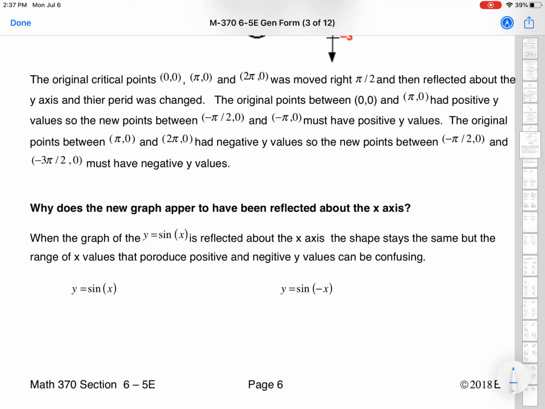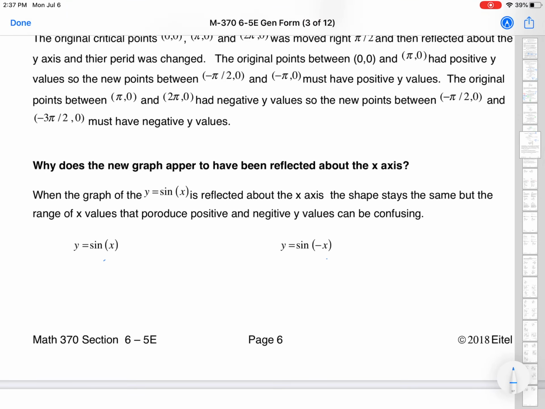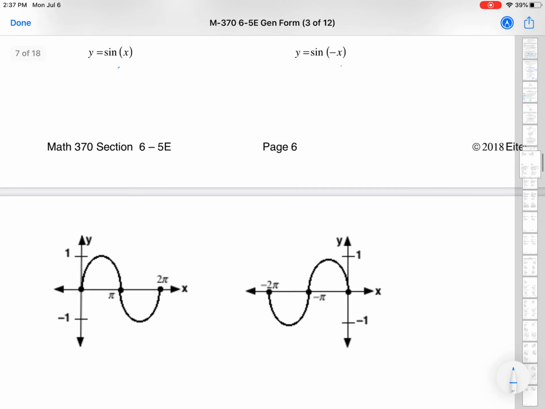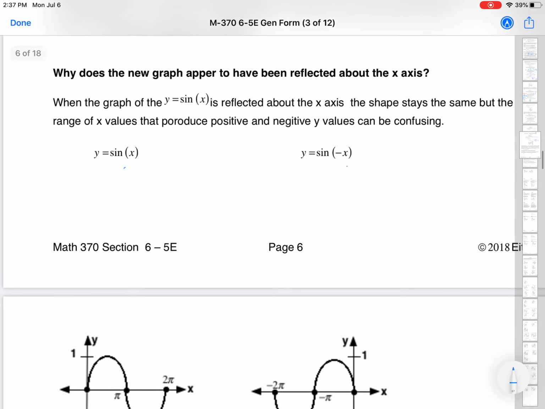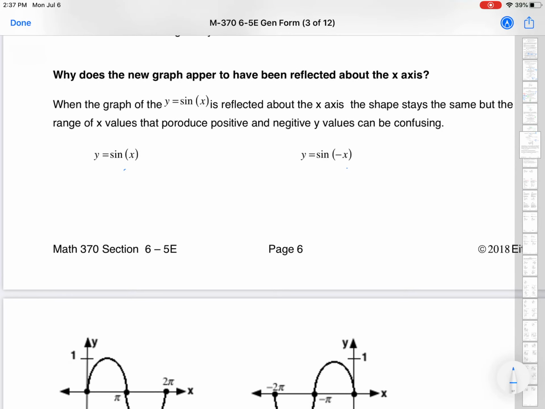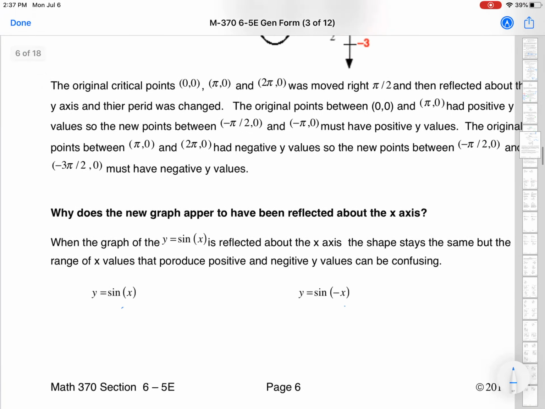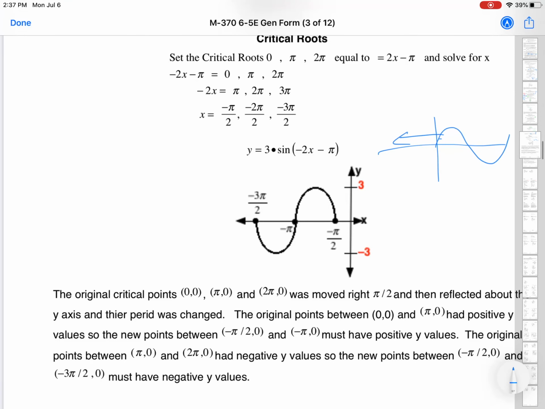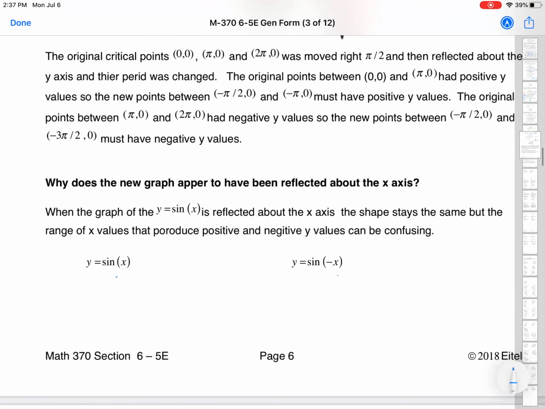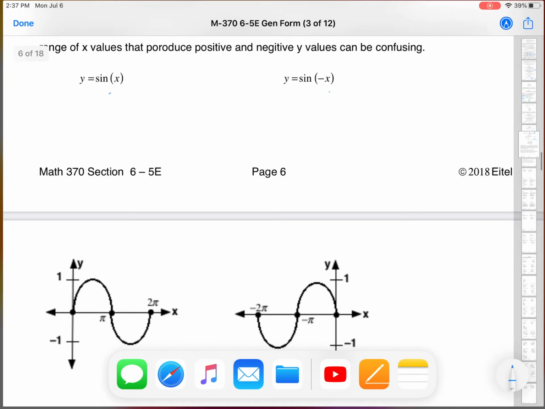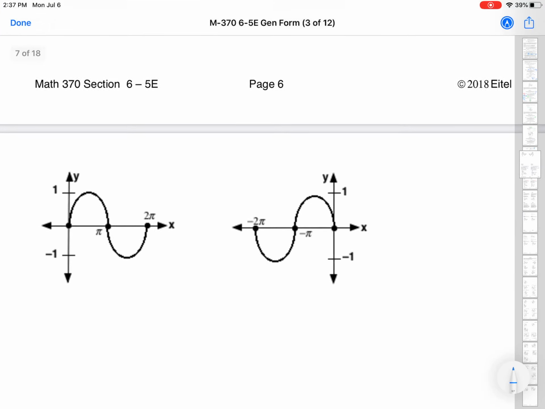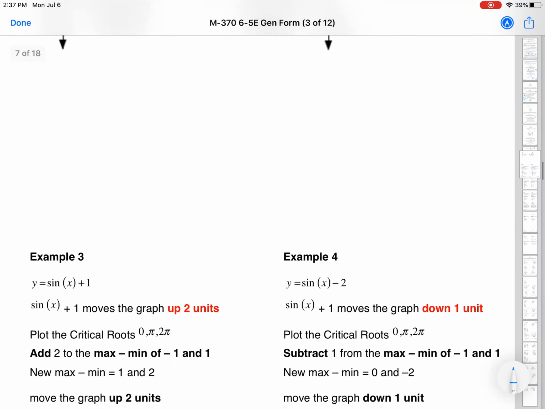Why does the new graph appear to have been reflected about the x-axis? And it's because of it being an odd function. And so that's what he's trying to show you, is that sine of x and sine of -x. So it does look like it's been flipped around the y-axis as well. It is truly a reflection around the x-axis, but it looks the same because sine's an odd function, what you studied before. So they're just trying to make some connections there.